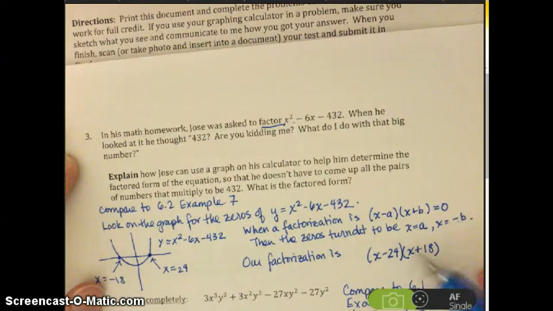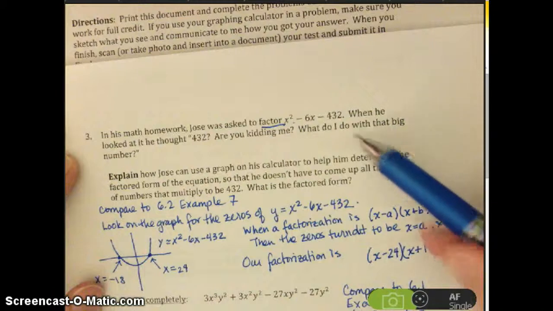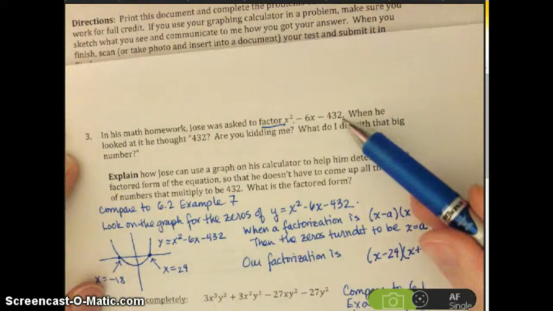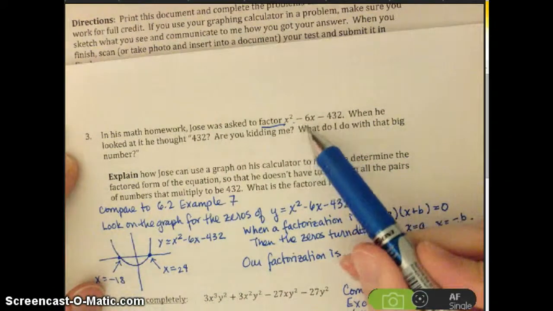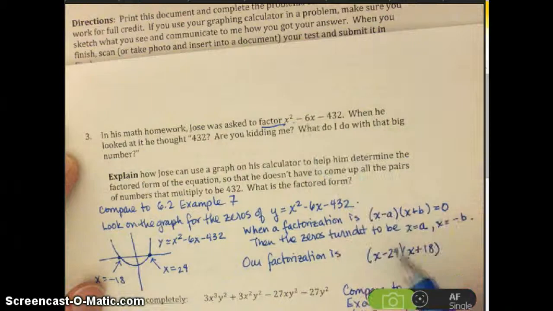You'll find that negative 24 times positive 18 really does equal negative 432. And then what about adding up? Do they add up to negative 6? Looks like it does.